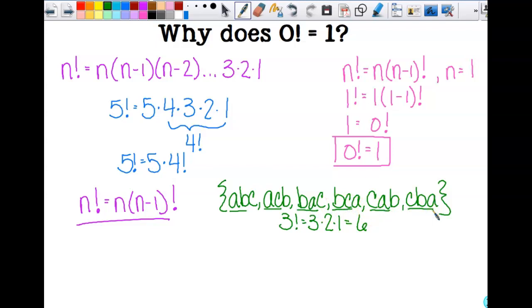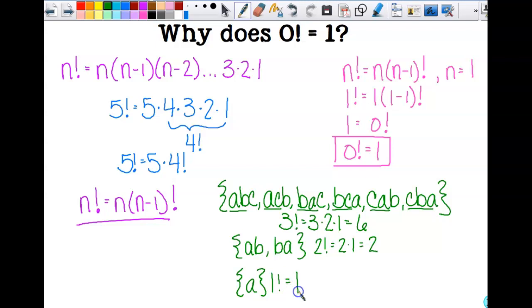So let's say that I had only 2 letters. I can do AB, or I can do BA. That's 2. So that's 2 factorial because I had 2 letters, and that's 2 times 1, which is 2. There's 2 different ways to arrange them. What if I just had 1 letter? What if I just had A? Well, there's only one way to arrange that, and it's just like that. So 1 factorial is equal to 1.